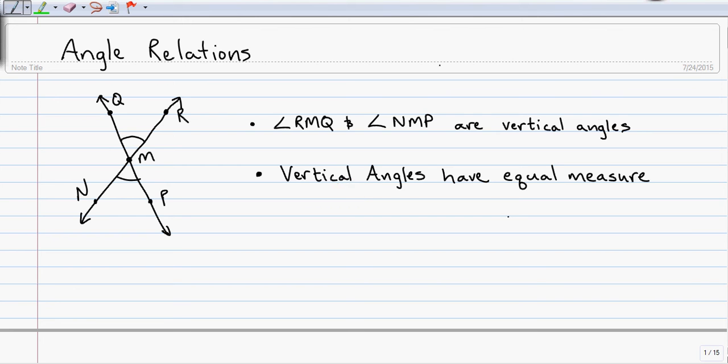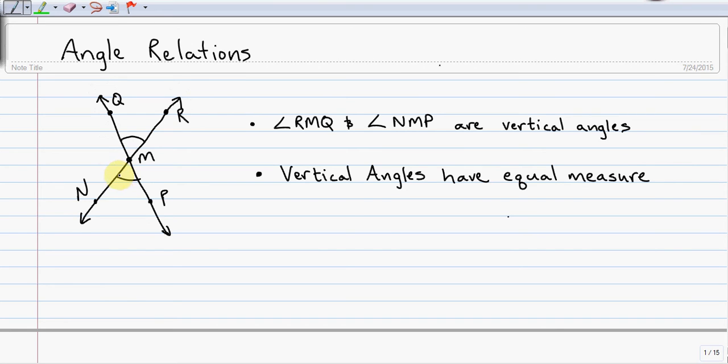In this video, we're going to review some geometry properties about angle relations. So, we're going to start with vertical angles. Vertical angles occur when we have two lines which intersect. Like in this case, we have QP and NR intersecting at the point M. When they intersect, angles on the opposite side of that intersection point, so in this case, RMQ and NMP, are what we call vertical angles.